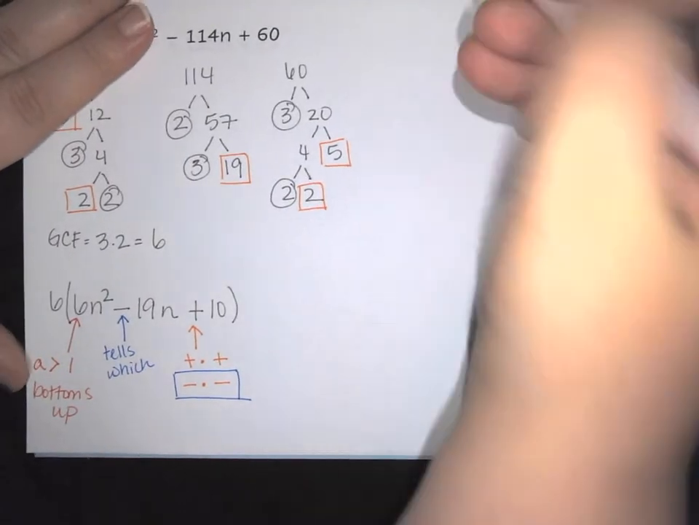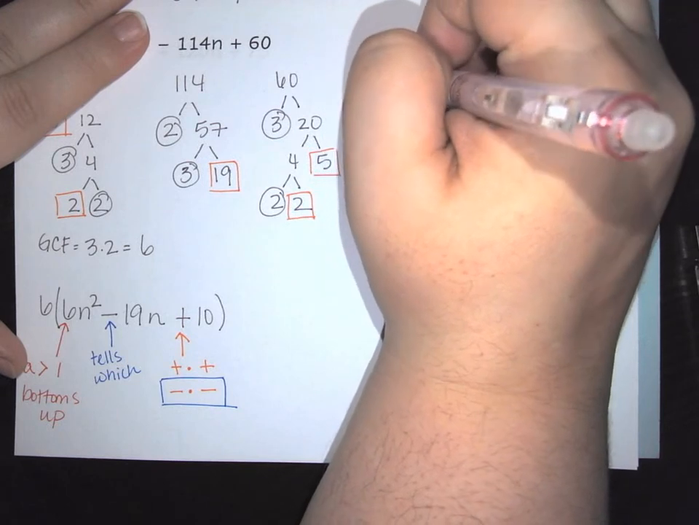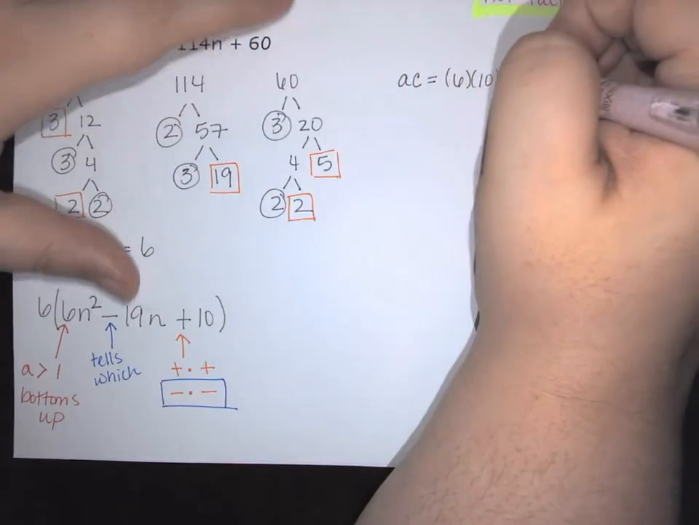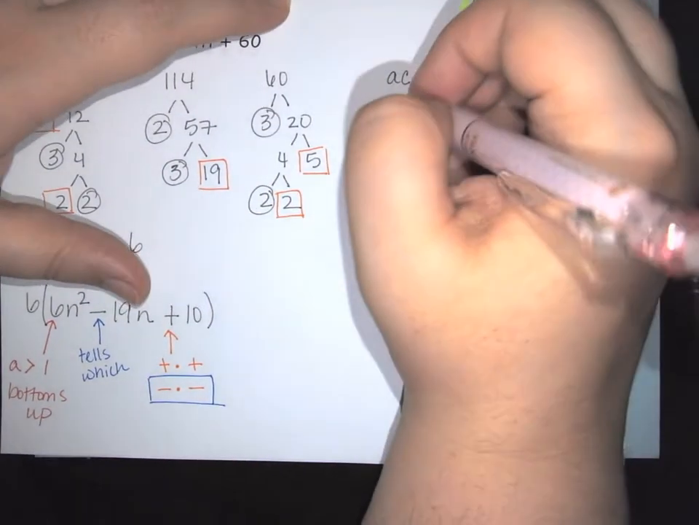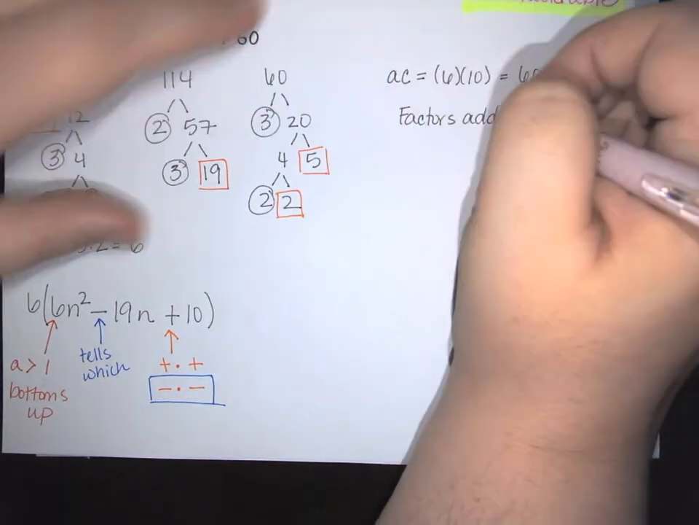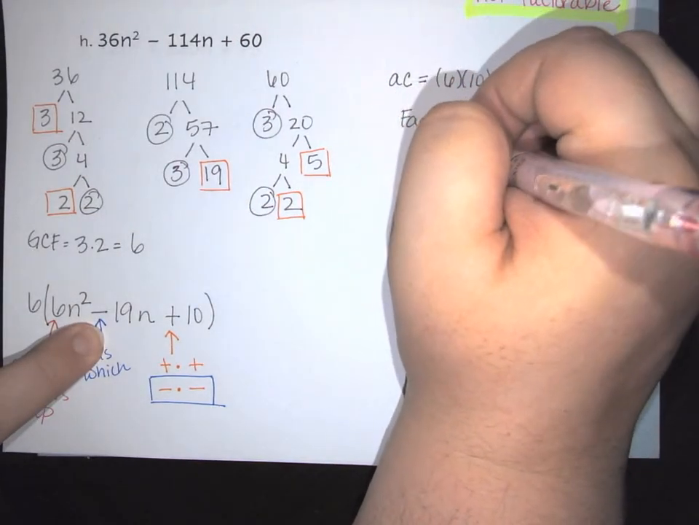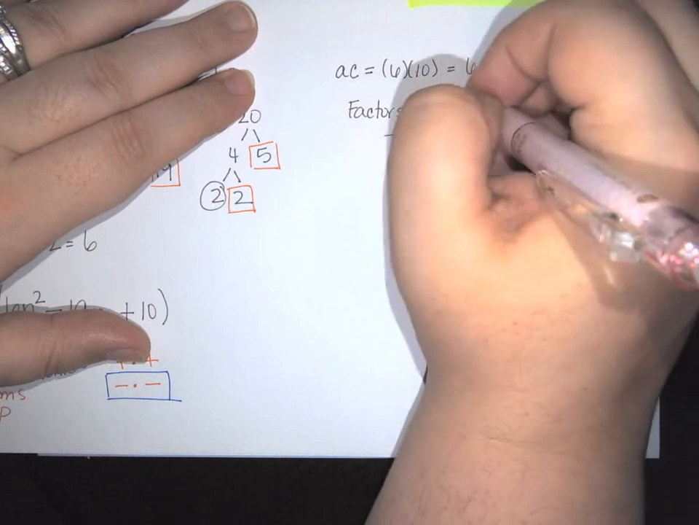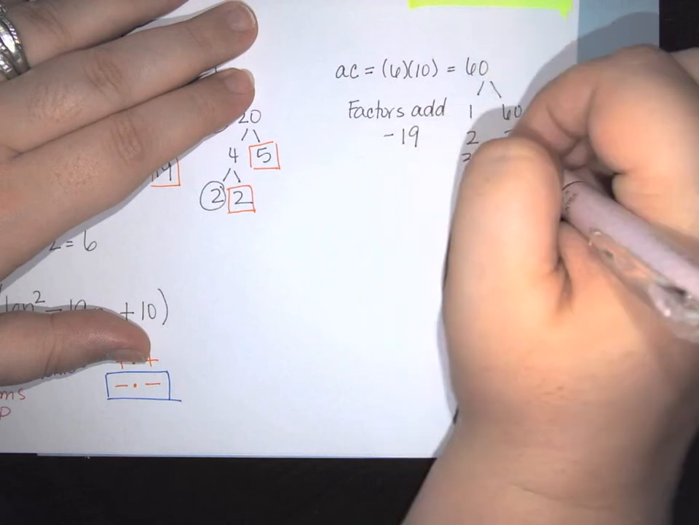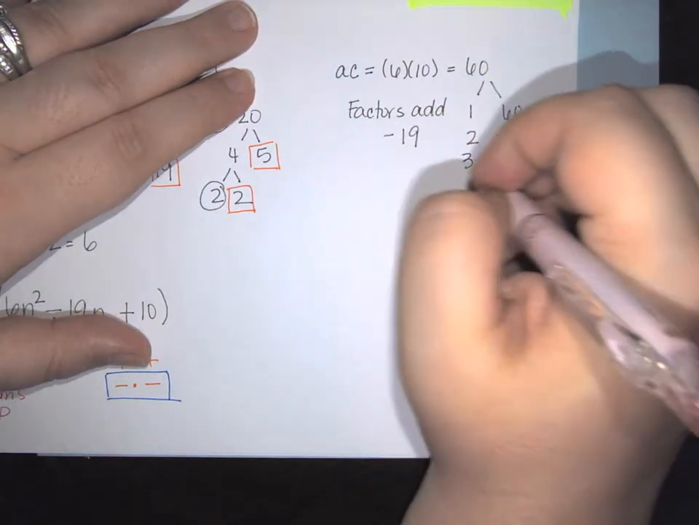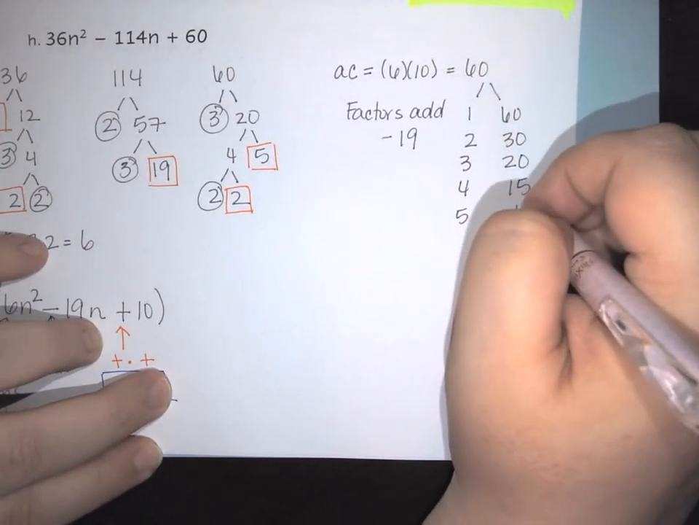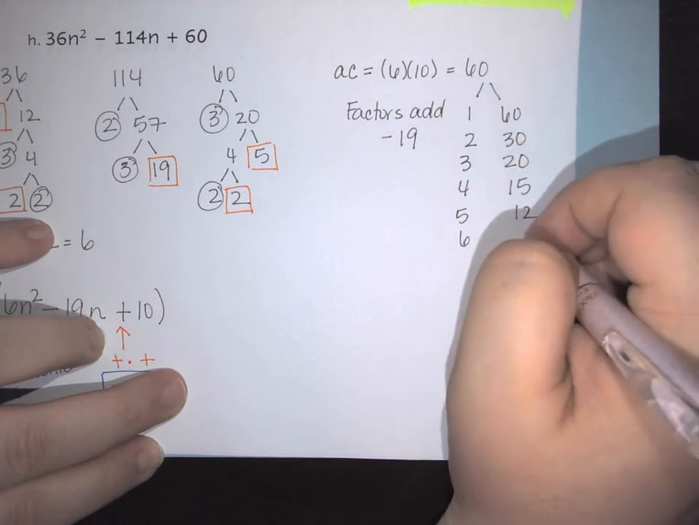Once you have the groundwork, now we can get started. Bottoms up says we're going to take a times c. So this is going to be 6 times 10, which gives you 60. I then have to find factors that add to my middle term, which is negative 19. So I want to look at my factors of 60. I have 1 and 60, 2 and 30, 3 and 20, 4 and 15, 5 and 12, 6 and 10.